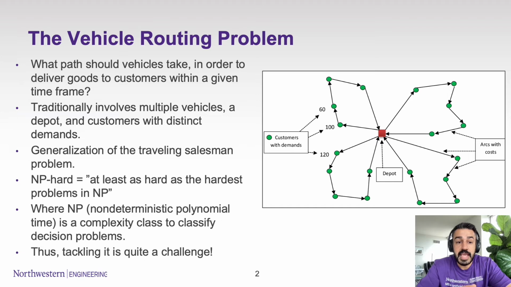It's considered to be NP hard, where NP means non-deterministic polynomial time. It's a complexity class that tries to capture how challenging a problem is. And to say that something is NP hard means that it is at least as hard as any other problem within this class.